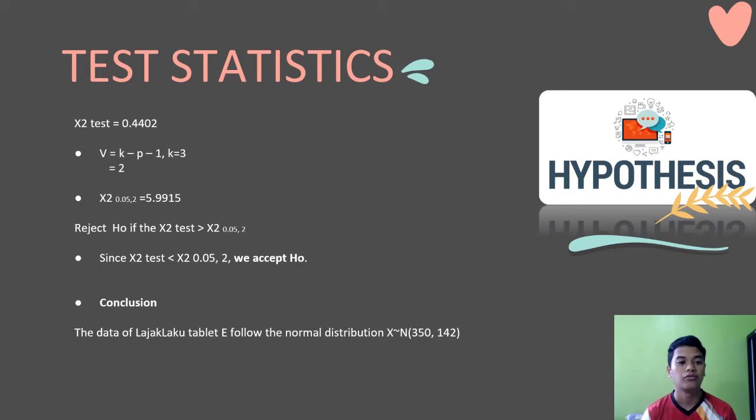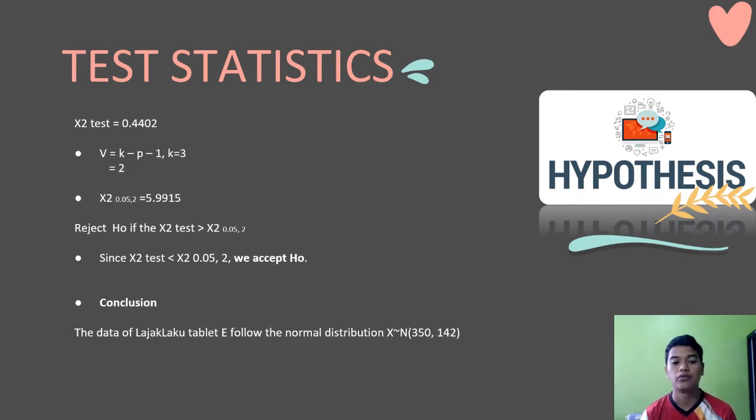So v is k, what is the formula? k minus p minus 1, where k is 3 because we have merged the cells. So we get 2, and X² 0.05,2 we know that is 5.9915. So we must reject H0 if the X² test is larger than X² 0.05,2. Since our X² test is less than X² 0.05,2, we accept H0.